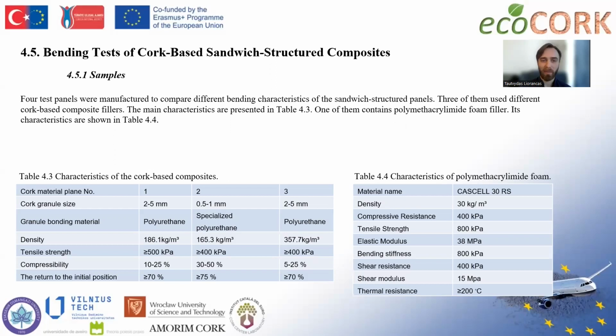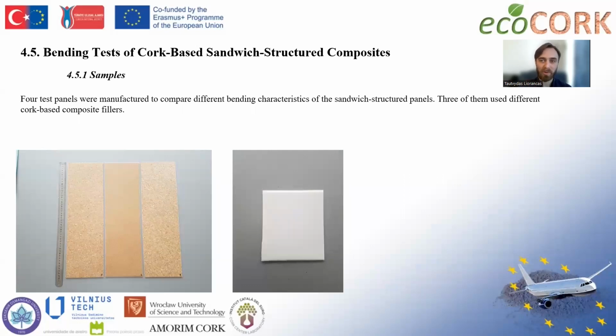So the tests were made pretty similar to the natural frequency tests. The same materials were used. And if you compare the cork materials to the foam, you will see the most significant difference is in the density, because some cork can reach up to 357 kilograms per cubic meter, while foam is only 30 kilograms per cubic meter. So the foam will be more than 10 times lighter in some cases. You can see the produced materials in the pictures on the left and on the right.